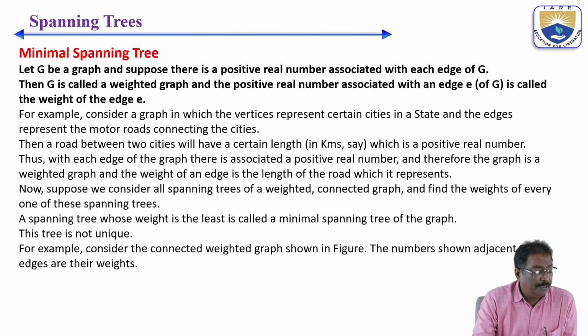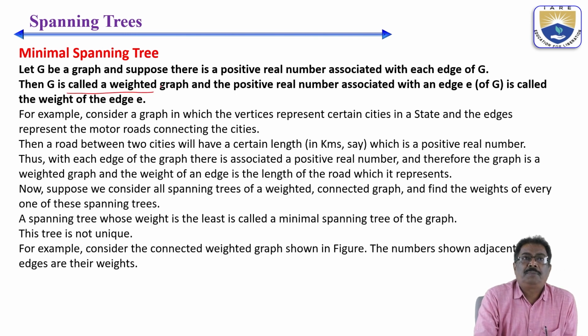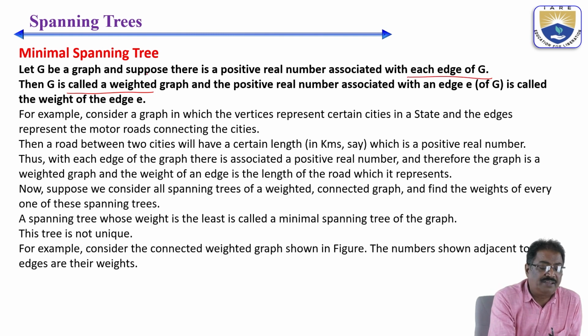Then, what are minimal spanning trees? Now we are going to concentrate on this. The graphs we discussed earlier are not weighted graphs, because we did not assign any weight to the edges. If a graph G is a weighted graph, that means all edges are associated with a positive real number. Then the graph is known as a weighted graph.